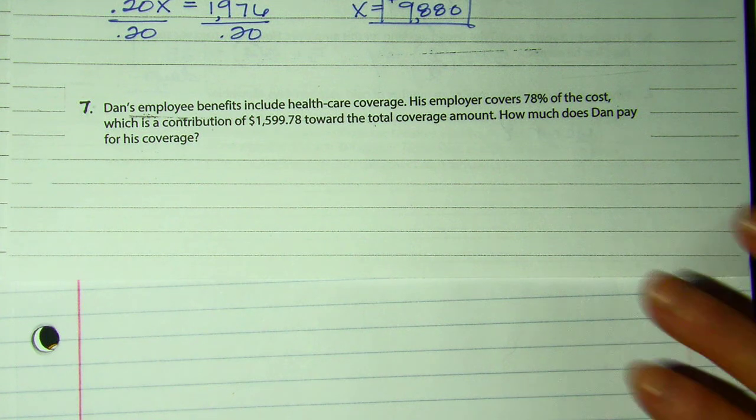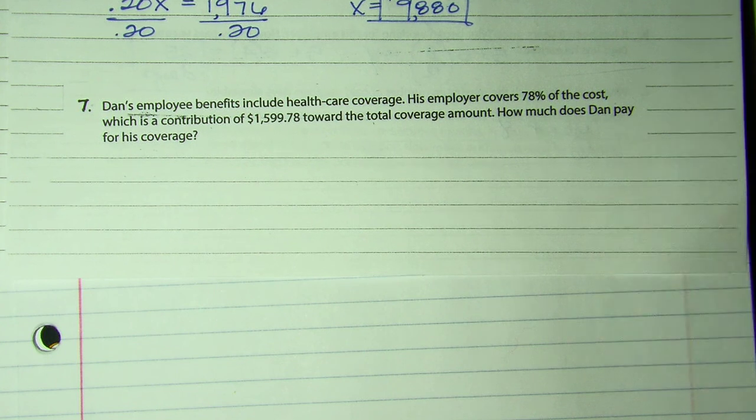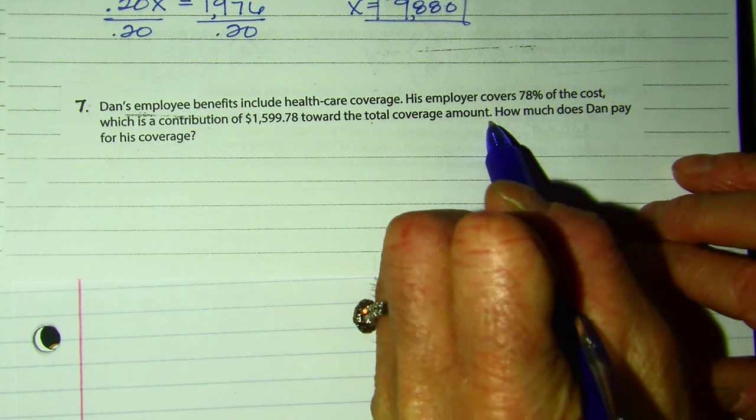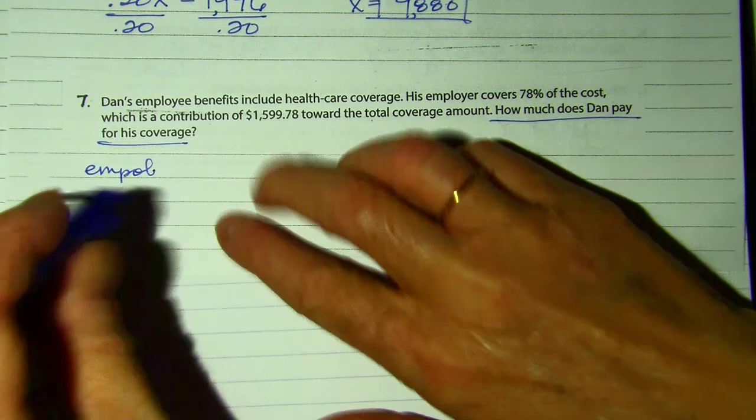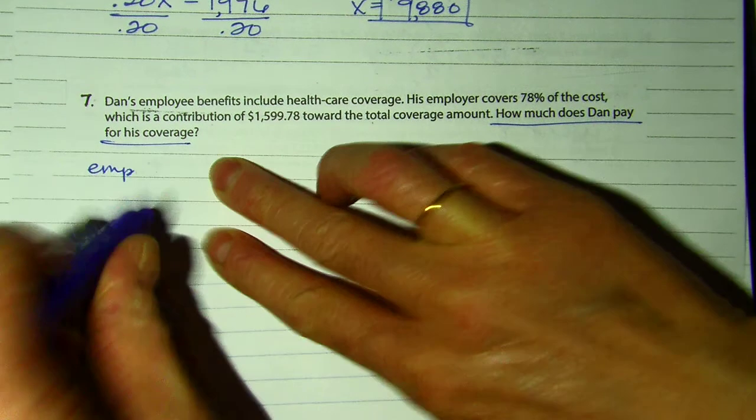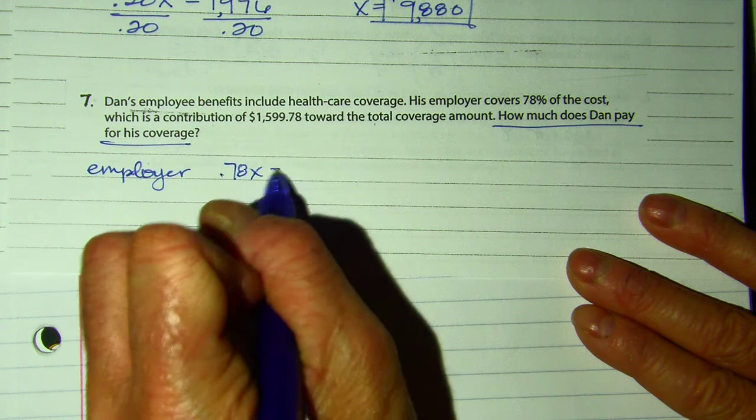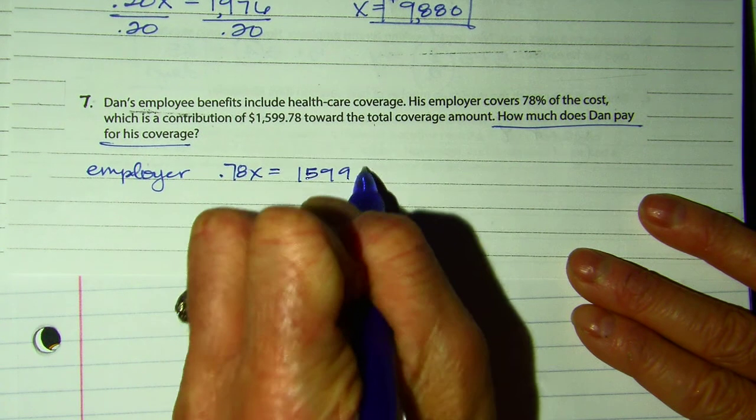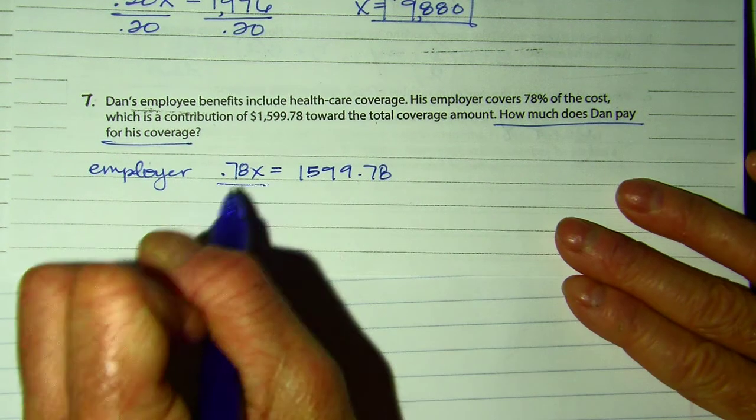The next one, Dan's employee benefits include health care coverage. His employer covers 78% of the cost, which is a contribution of $1,599 towards the total coverage amount. How much does Dan pay for his coverage? So his employer, and I spelled that wrong, his employer covers 78%, which is a contribution of $1,599. So this is really cheap insurance. So I'm going to divide by 0.78.